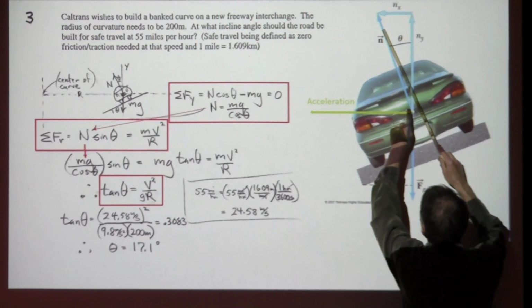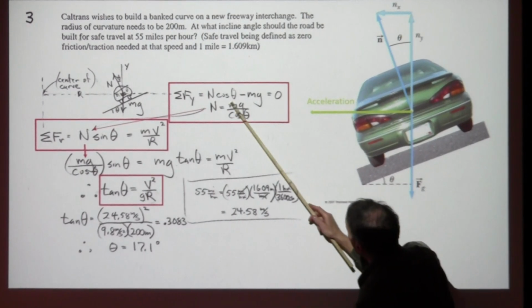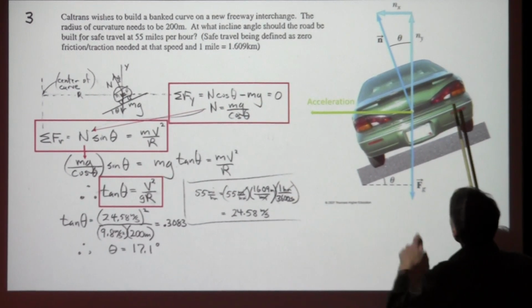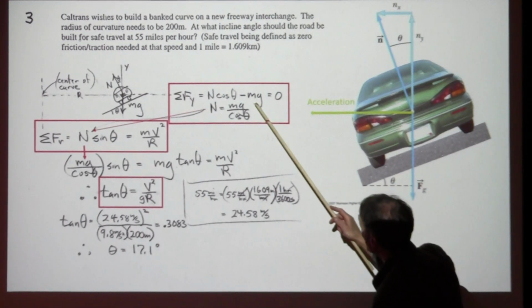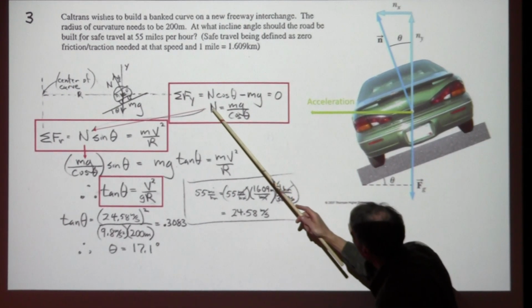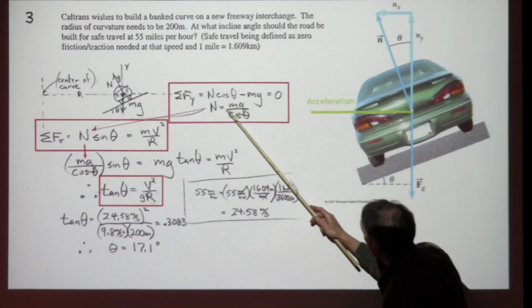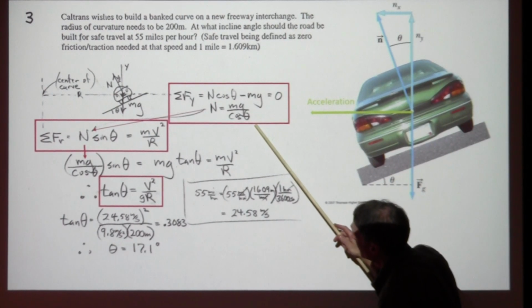So we've got the normal force times the cosine of theta, that's up, minus mg, the weight, just two forces, that's it, equal to 0. So the normal force is mg over the cosine theta.